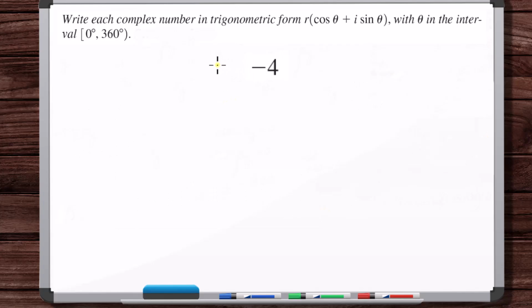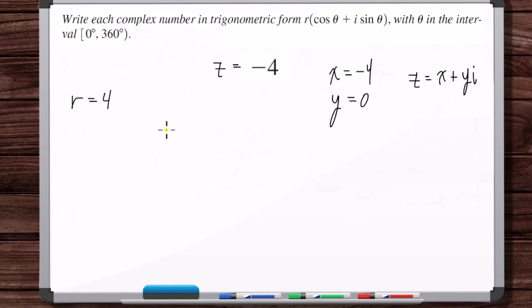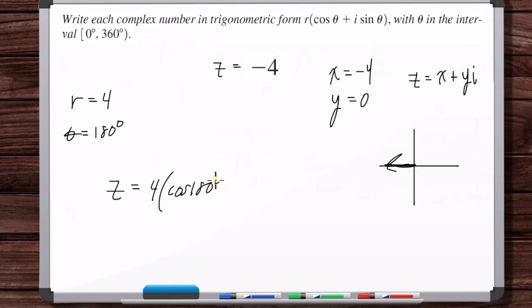Okay, minus 4, that's still a complex number with x equal to minus 4 and y equal to 0, as far as the rectangular form of a complex number. So r is going to be equal to positive 4, and then theta, we're over here, so theta is 180. So z is going to be equal to positive 4 cosine of 180 plus i sine of 180.